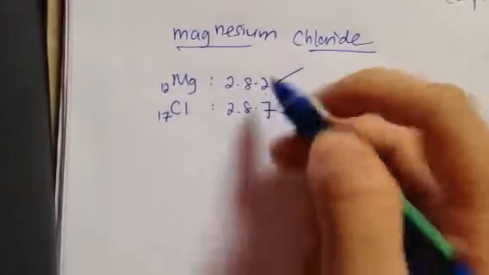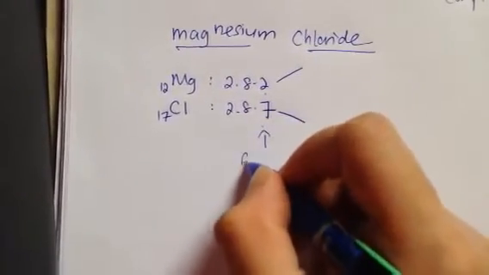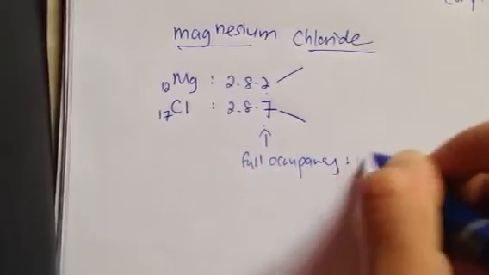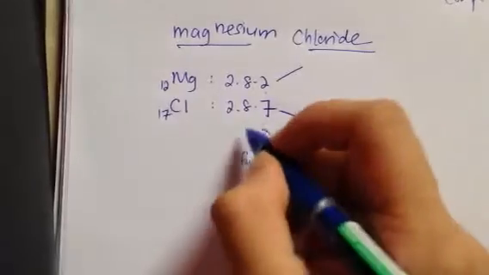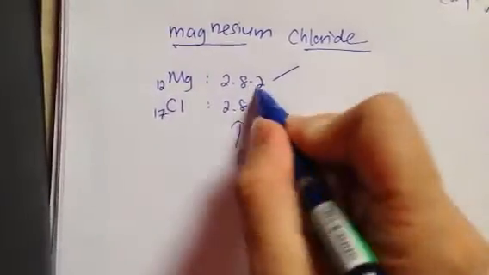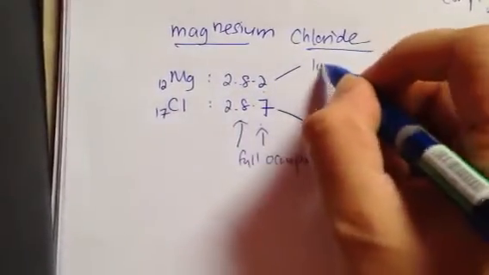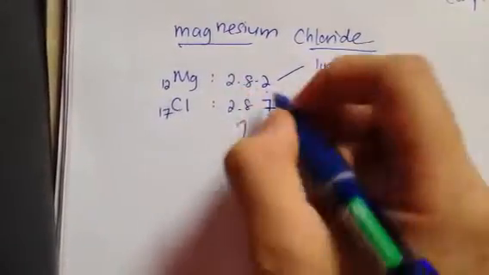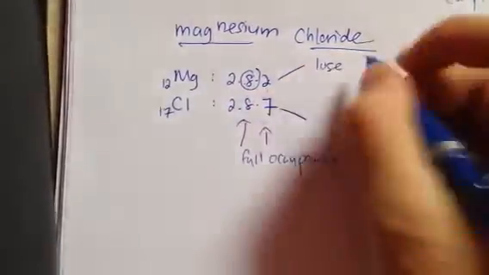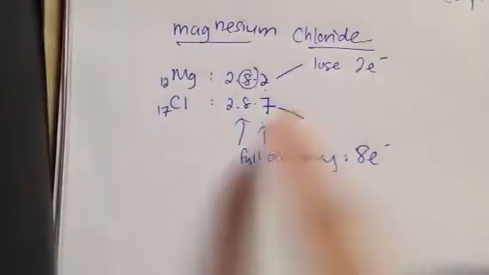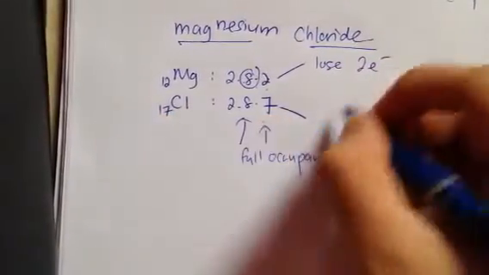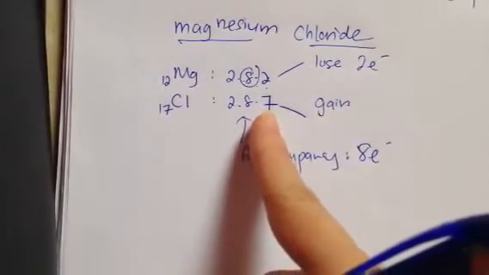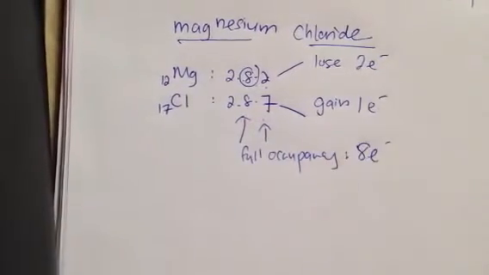Now, this is the third shell. So the third shell for a full occupancy, right? A full electron shell will be 8 electrons. The second shell is also 8. For magnesium, it's a metal, so we know that it will need to lose electrons. To achieve a stable octet, it will need to lose 2 electrons. For chlorine, it is a non-metal, so it will need to gain electrons. And from its third shell, we know that it will only need to gain 1 electron.